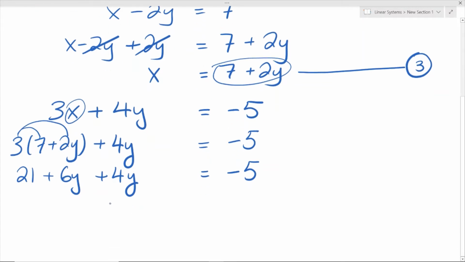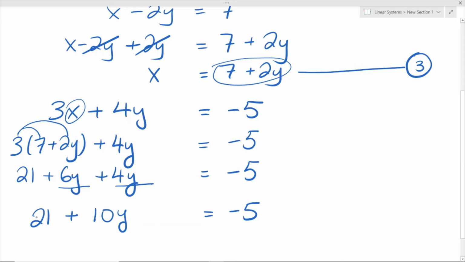Now here there's 21 plus 6y plus 4y, and we notice we have like terms. So 6y and 4y, these are like terms. So we're going to combine these like terms, and 6 plus 4 is 10, so it's going to be 10y. And here it's 21, so just copy the 21, and then here it's equal to negative 5.